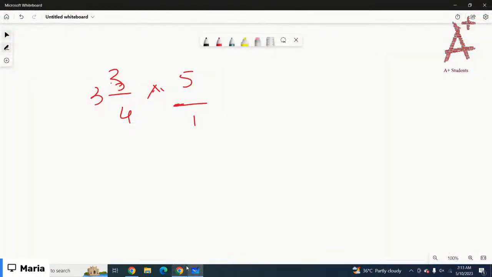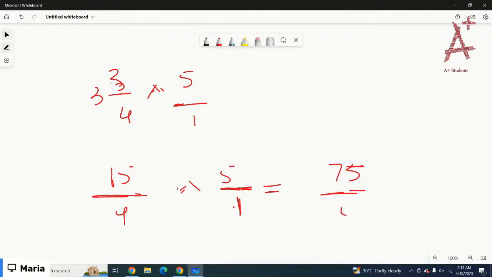It would be 3 times 4 is 12, and 12 plus 3 is 15 over 4. So that is 15 over 4 times 5 over 1. When multiplying fractions, you need to do numerator times numerator and denominator times denominator. So you need to do 15 times 5 over 4. 15 times 5 is 75. It would be 75 over 4. Got it? Now convert 75 over 4 using the long division method.